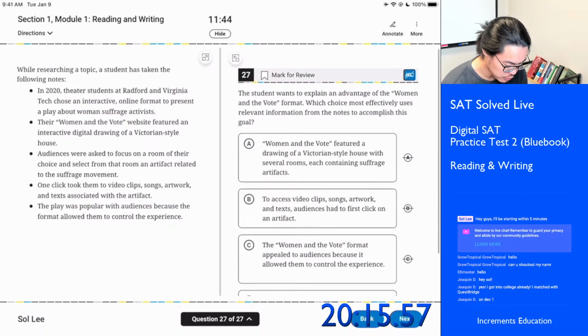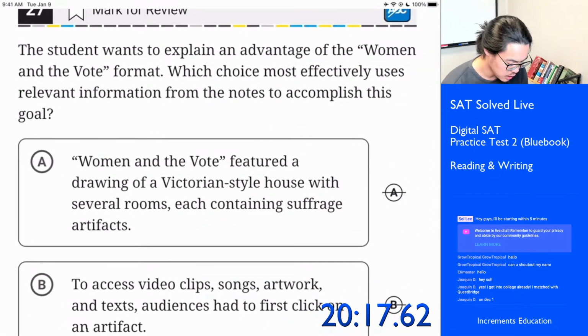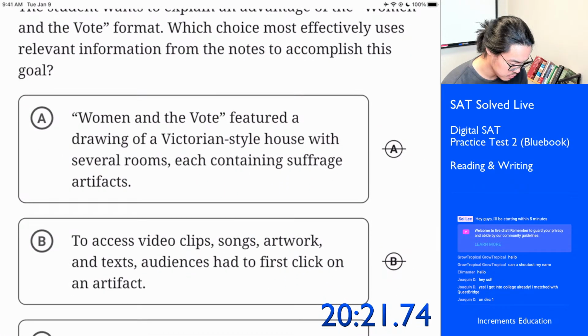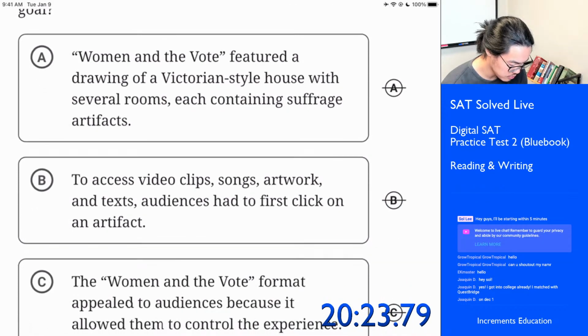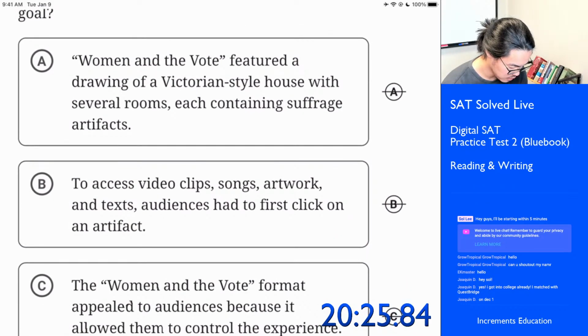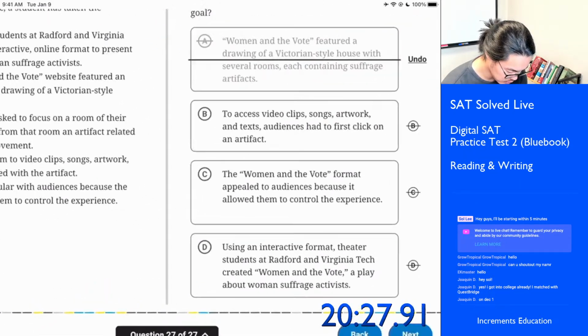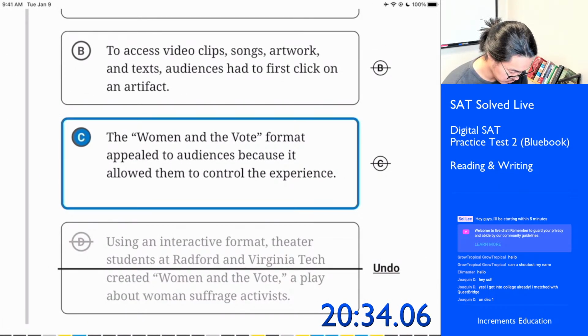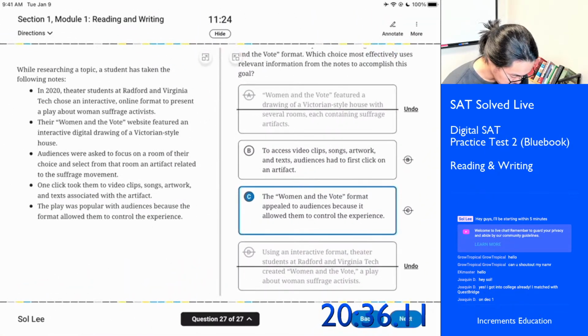Okay, let me go straight to the right side. Woman and the vote format. An advantage. That's not an advantage. Wow, this is so hard to navigate. Yep. Let's talk about the advantage. Let's just double check. One click took them.